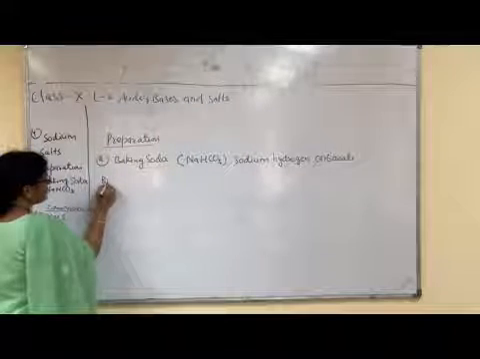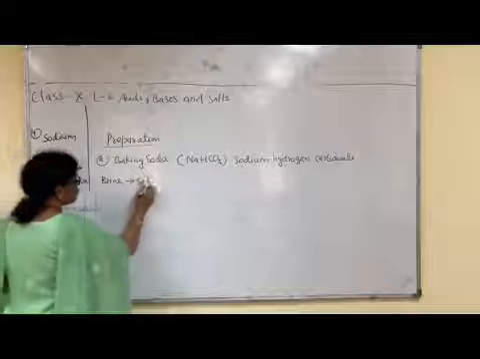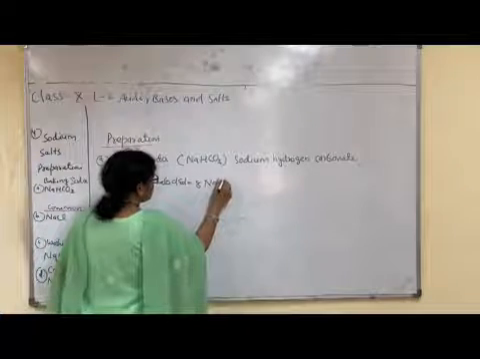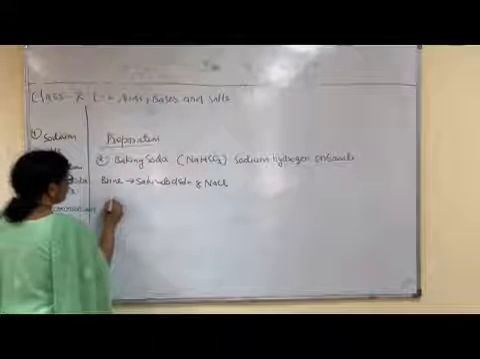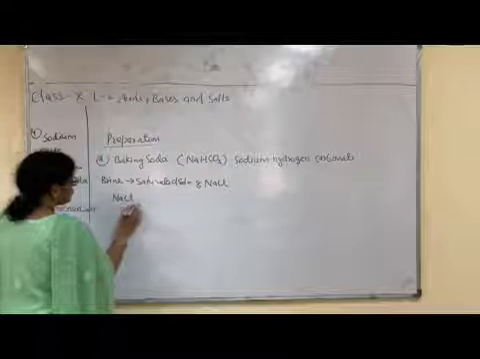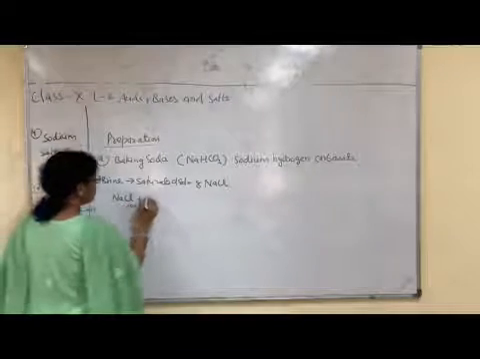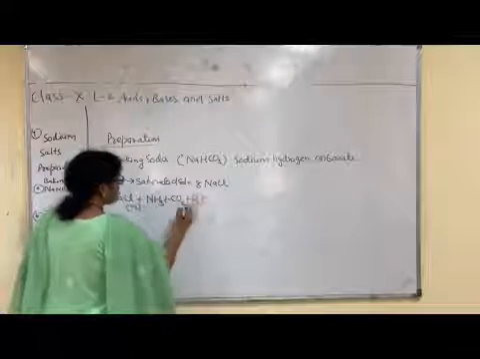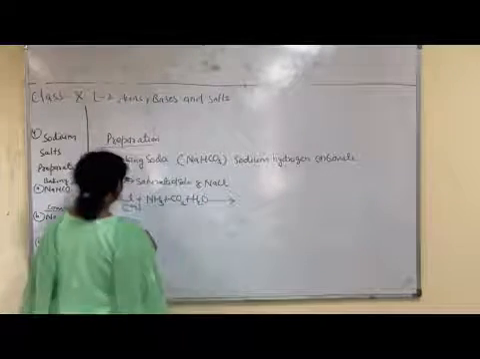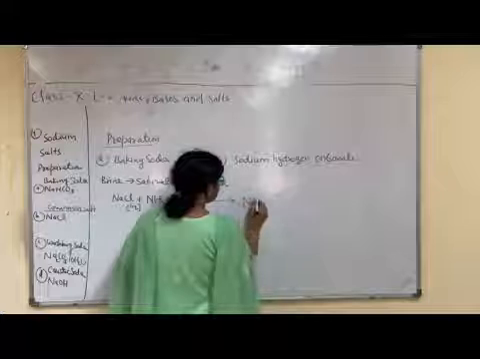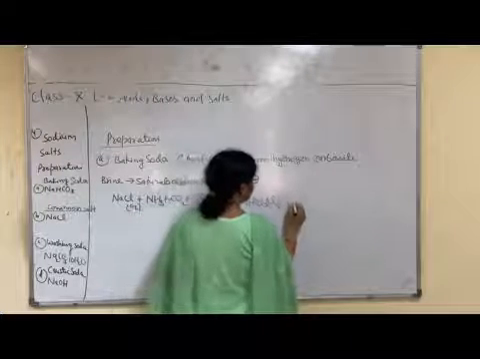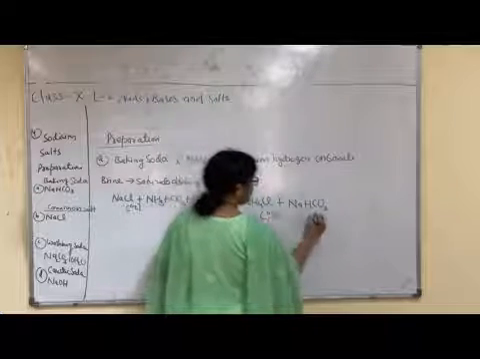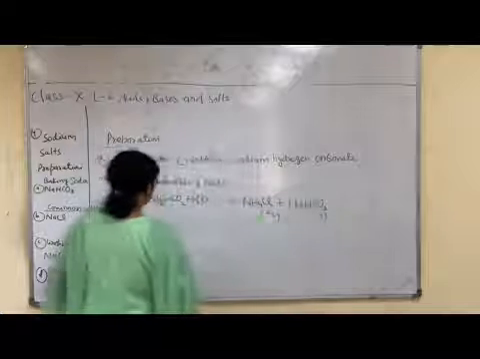When brine is added, brine means saturated solution, brine is added into an aqueous solution of ammonia and carbon dioxide. Then what is obtained? Two different salts. First is NH4Cl and second is NaHCO3. And this is partially soluble. What happens? It remains in an undissolved state.